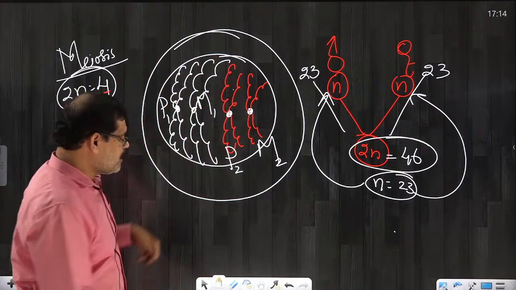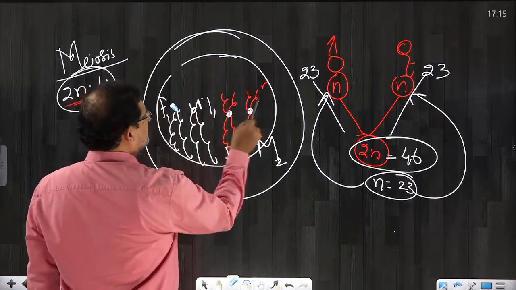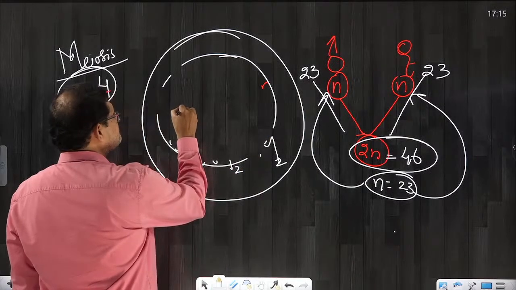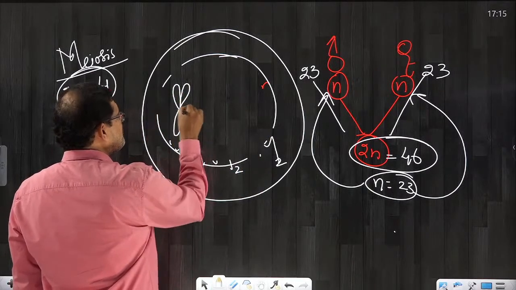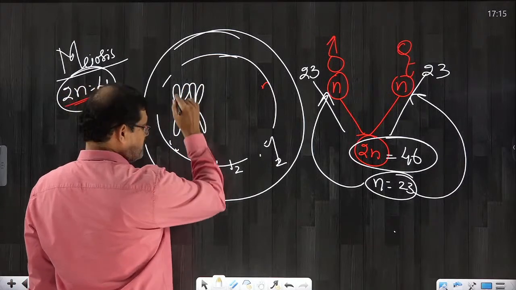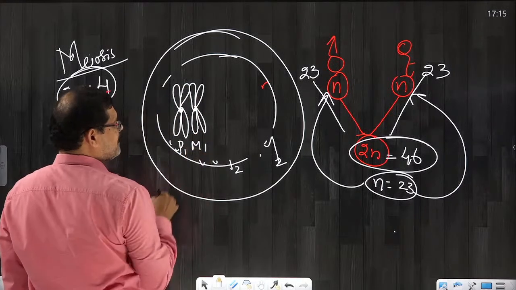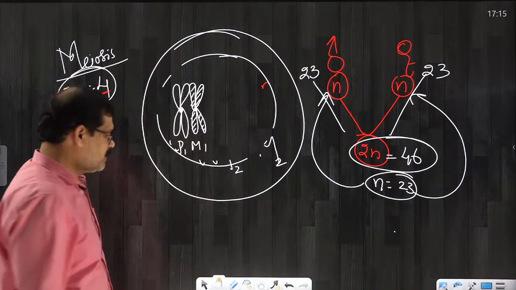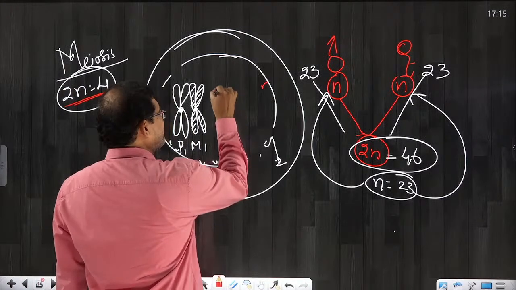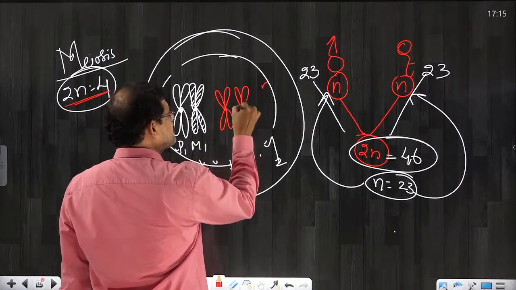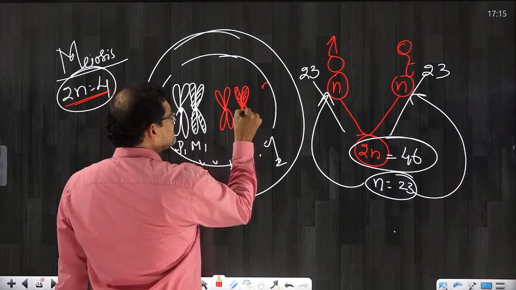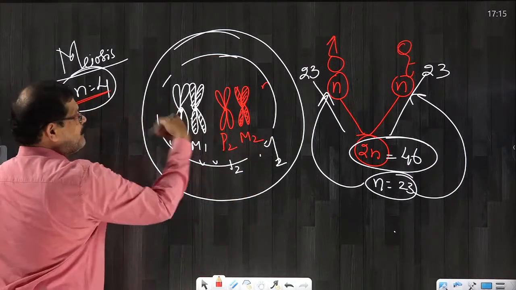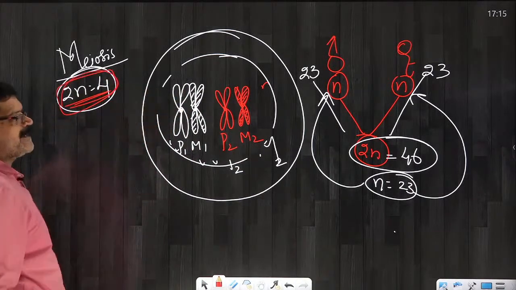Now what happens to these chromosomes? They condense to form chromosomes. This is one pair, P1, M1. These are called homologous chromosomes. There is another pair, P2, M2. Now totally, 2n is equal to 4 is present.